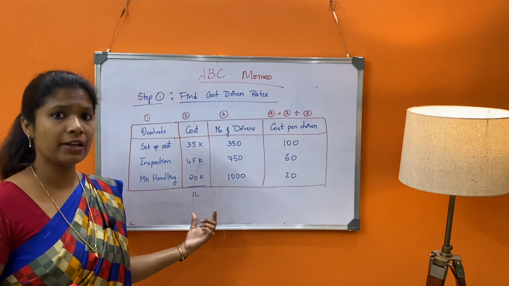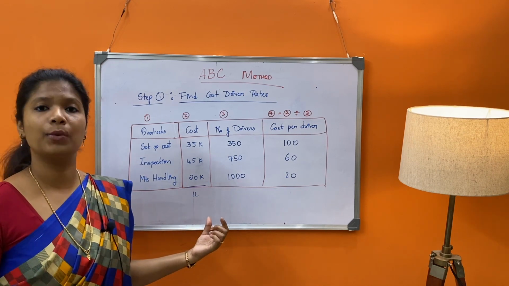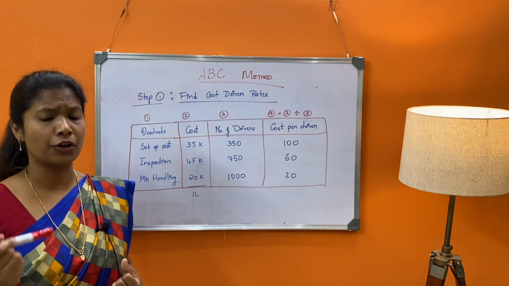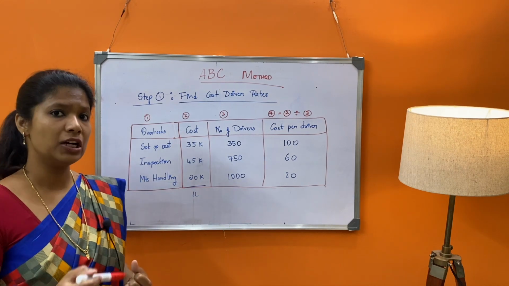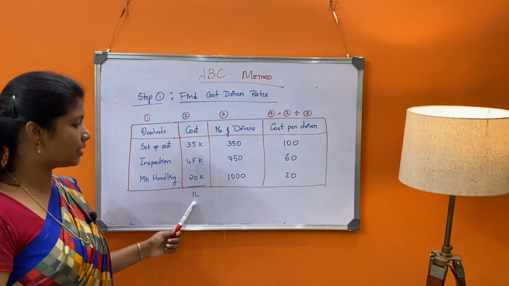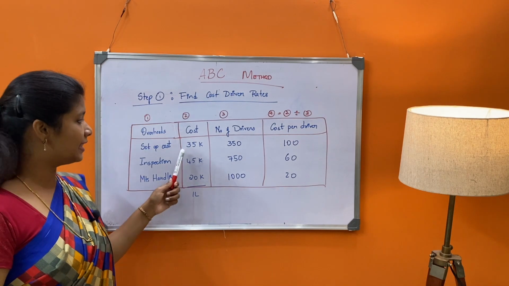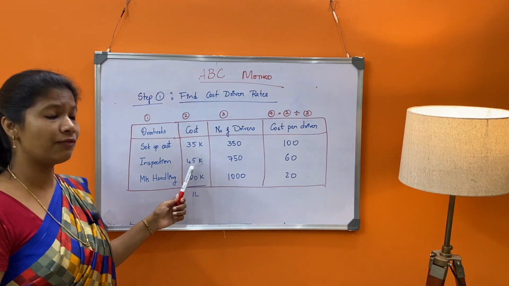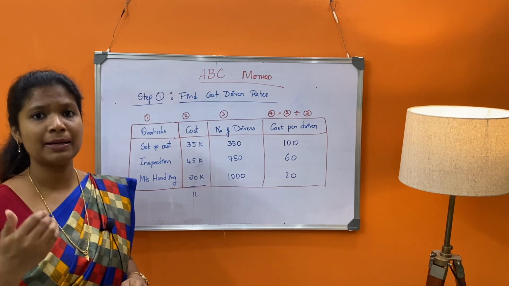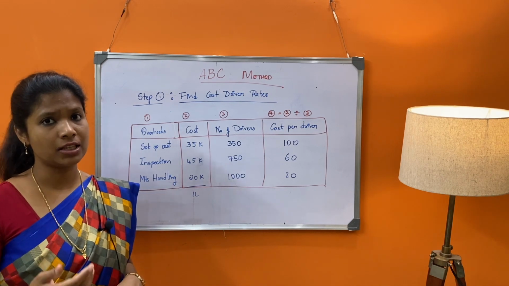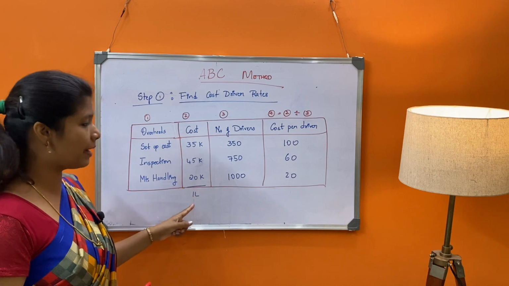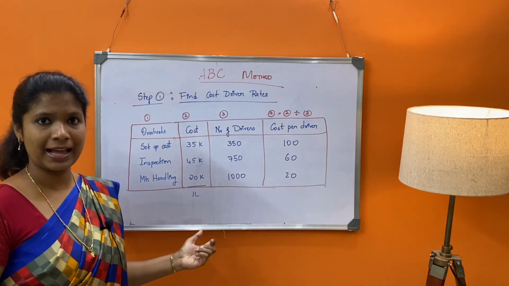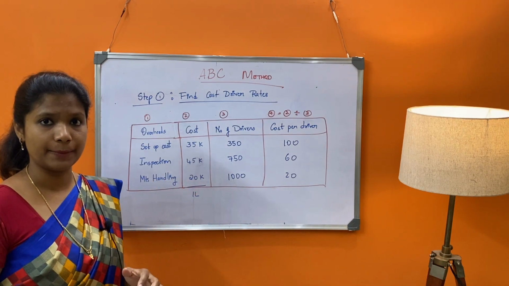In the question I have given you the percentage of overheads, that is 35%, 45% and 20%. Accordingly, I have taken 35% of rupees 1 lakh, which is 35,000, 45% of rupees 1 lakh is 45,000 and 20% of 1 lakh is 20,000. So the total has to balance to rupees 1 lakh as total overhead.